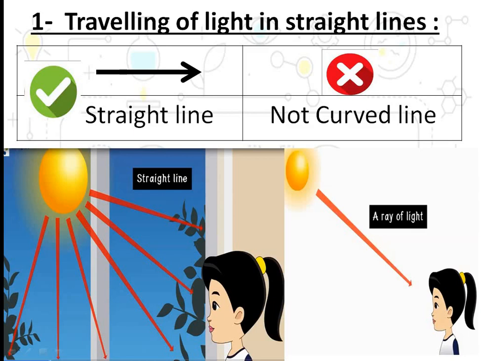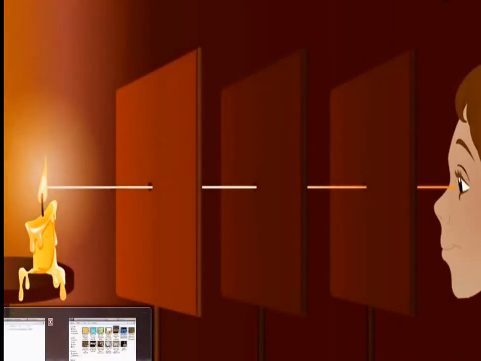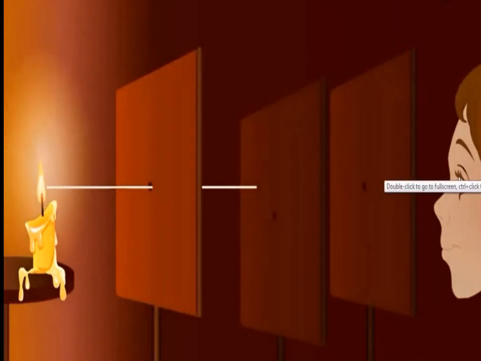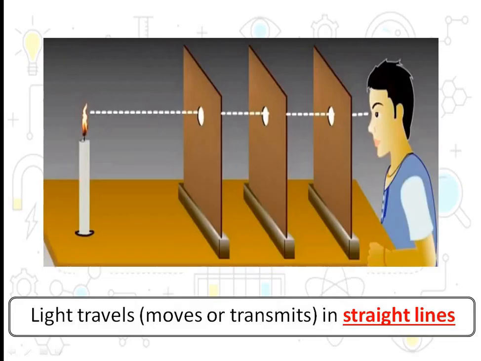Look at the flame through the hole of the third screen. You will be able to see the flame of the candle, as shown in our video. Now, move the second screen to the right side or to the left. You won't be able to see the flame of the candle. So, light travels in a straight line.